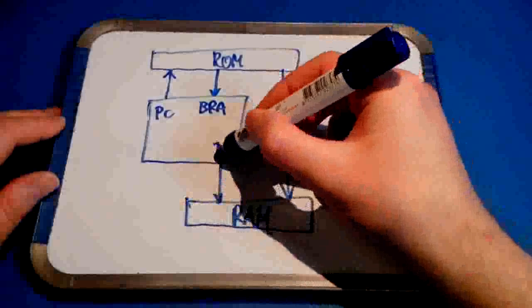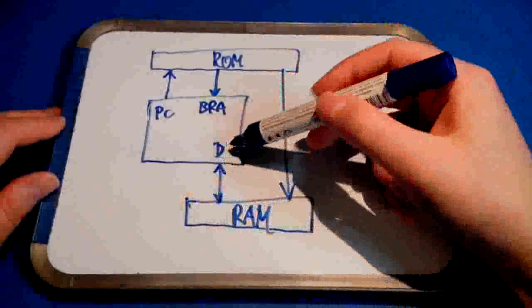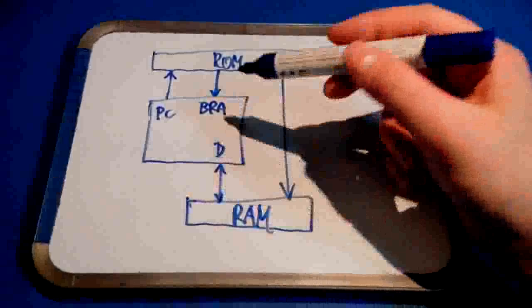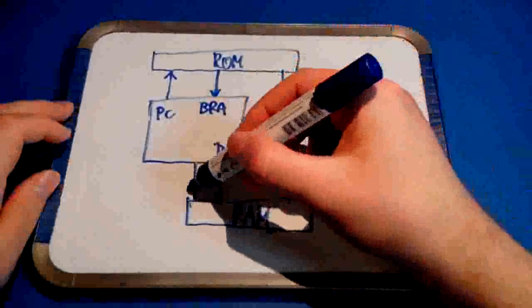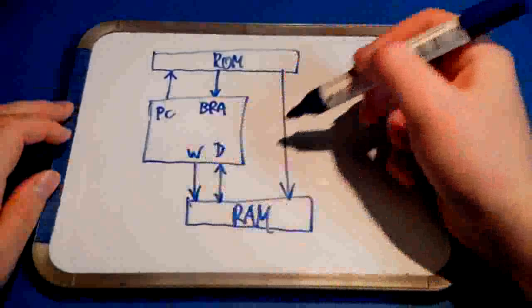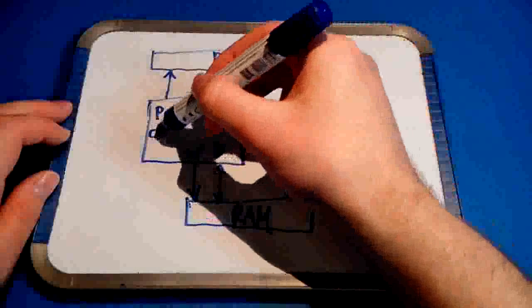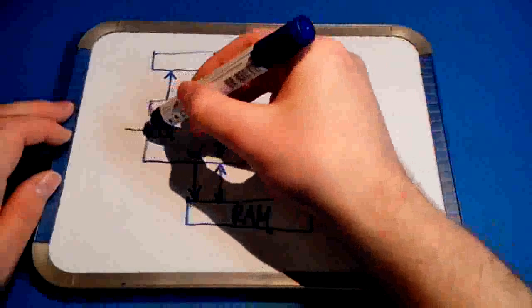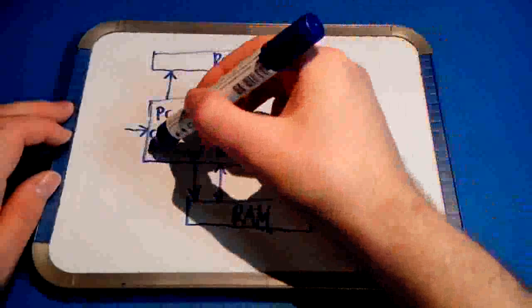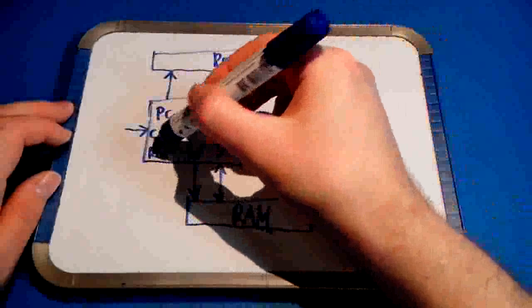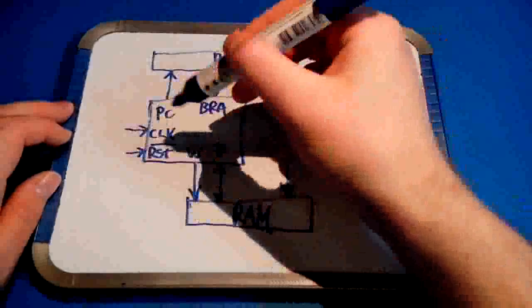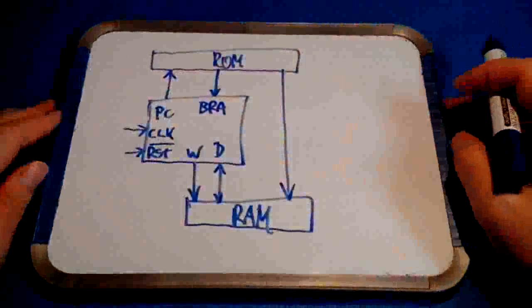There is a data I/O pin, 1 bit wide, on the CPU that interfaces to the RAM. Furthermore, there's a write signal for the RAM in order to tell the RAM whether to read or write data. There is a clock input, and there is a reset input. Right? Clock and reset do the obvious things.